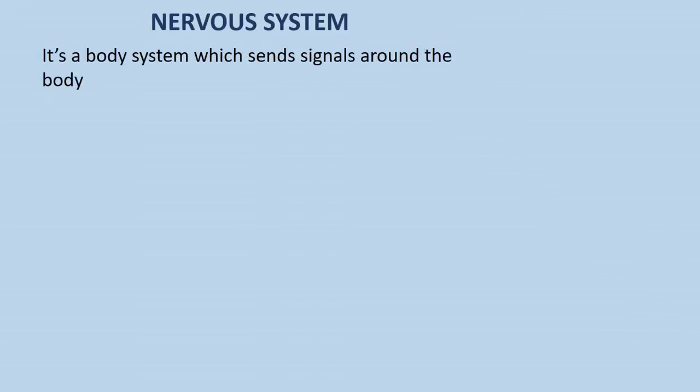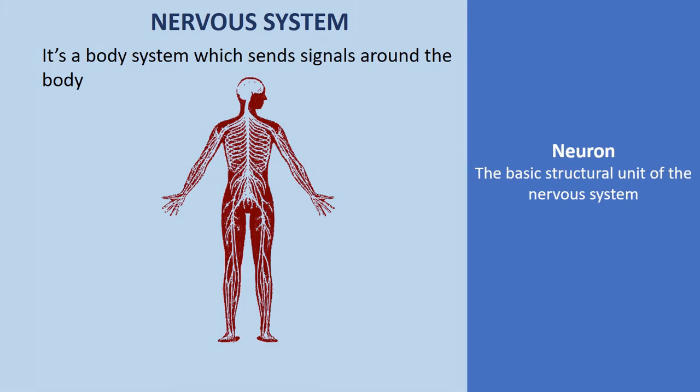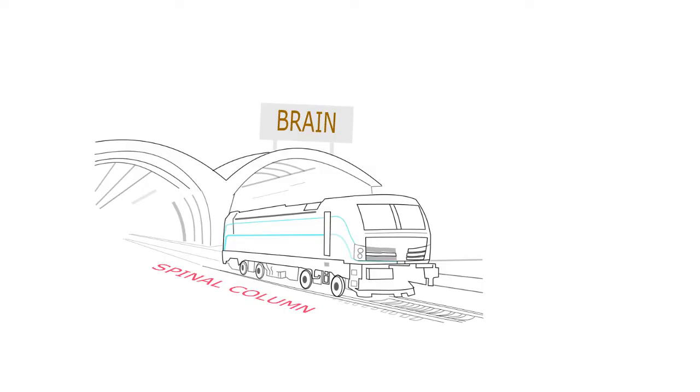The nervous system is a body system which sends signals around the body, and the neuron is the basic structural unit of the nervous system. A nervous system works like a train station and its tracks. The train station represents the brain and a straight track represents the spinal column, which all head towards different directions, like sense organs. The brain, or train station, sends a specific message out of the brain passing through the spinal column, or tracks, heading to a specific area like muscles or glands.